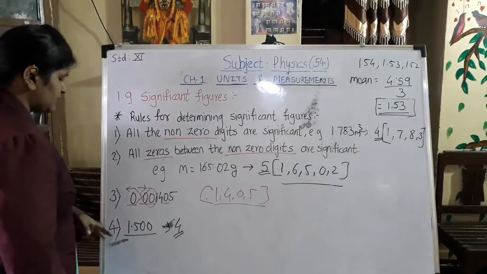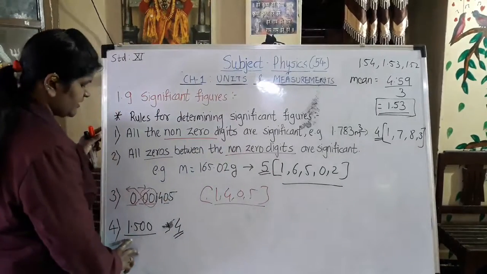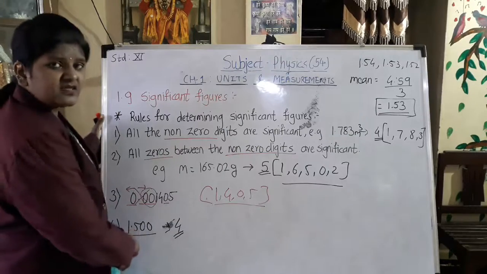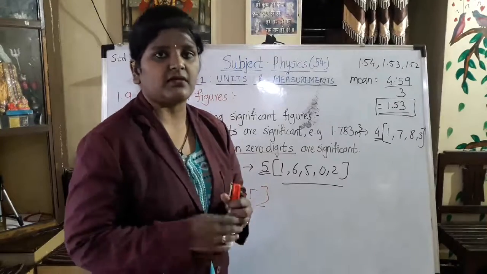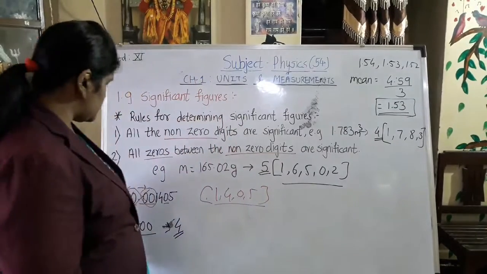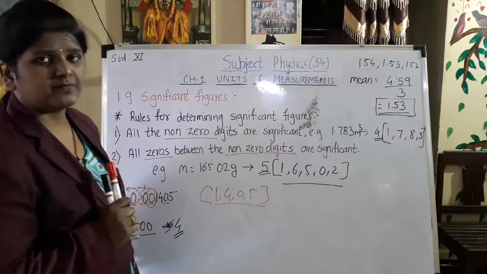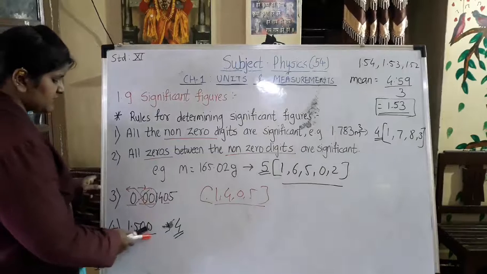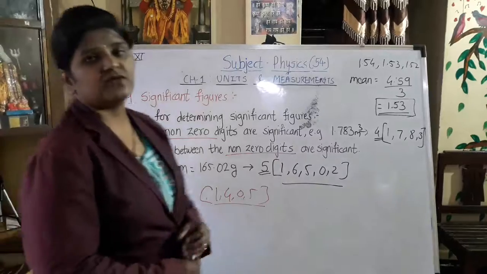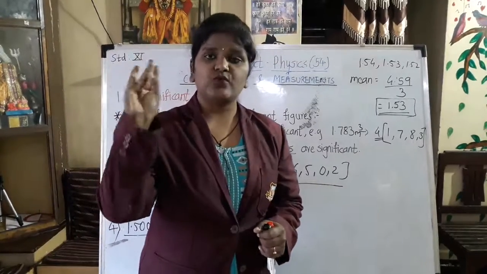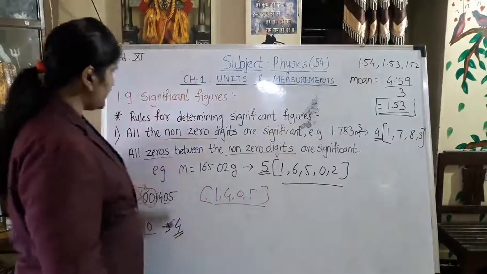Then the fourth one: if any number is written as 1.500, in this the 00 is actually not giving any significant value, but if it is written like this, you have to consider that 0 as significant. So how many significant figures are there? 1, 2, 3, 4. So there are 4 significant figures. And which are they? 1, 5, 0, 0. Okay, so this is all about the rules.